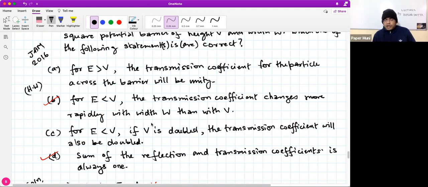In quantum mechanics, there's an advantage that there is a limited kind of questions that can be made. In mechanics it's huge, lots of problems can be made, but in quantum mechanics the number of problems is fixed. Sometimes we can even predict the questions that can be asked this time. So keep this in mind: quantum mechanics is a very scoring subject.